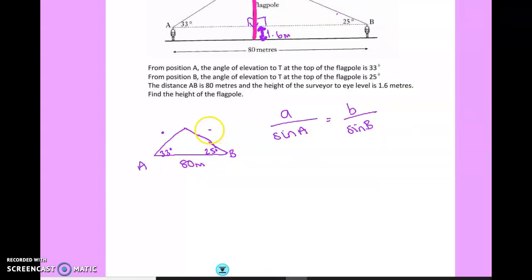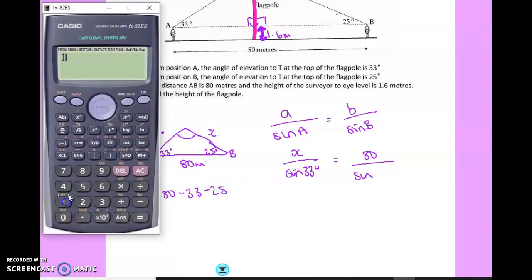Okay, I want to find this one here. I'm going to call it x. So x over sine 33 is equal to 80 over sine, and the 80 matches up with this angle here. I don't have this angle at the moment. Angles in a triangle add up to 180, so I can work out what that angle is. Take away the other two from 180.